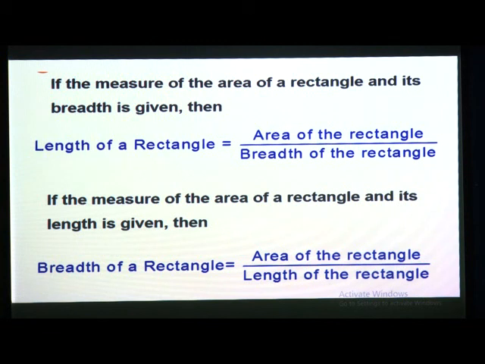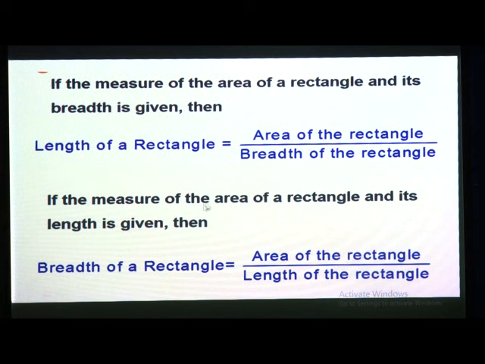Next, if the measure of the area of rectangle and its breadth is given, then the length of the rectangle is equal to area of the rectangle by breadth of the rectangle. As we know, area of rectangle is length into breadth. So, to find the length of a rectangle, we need to use the formula area of rectangle by breadth of rectangle.